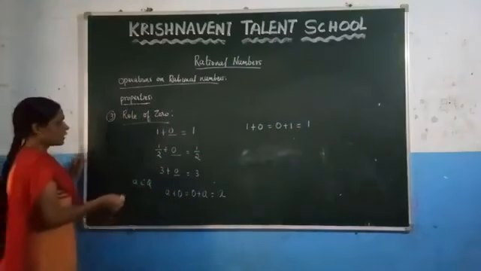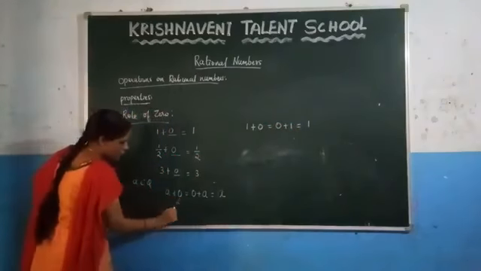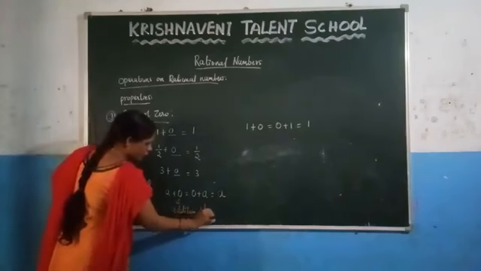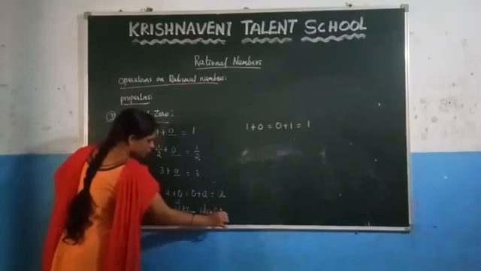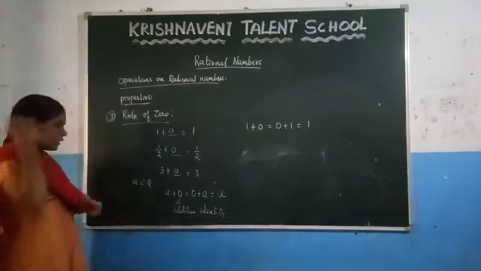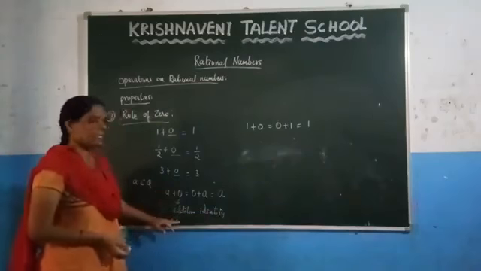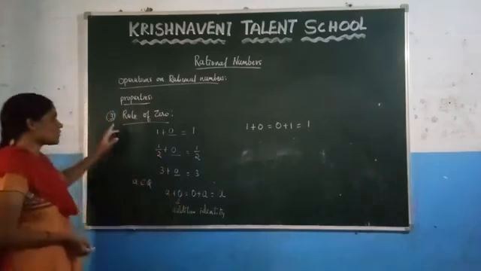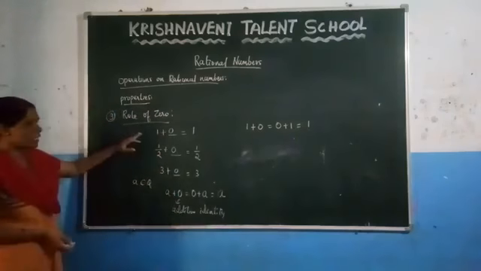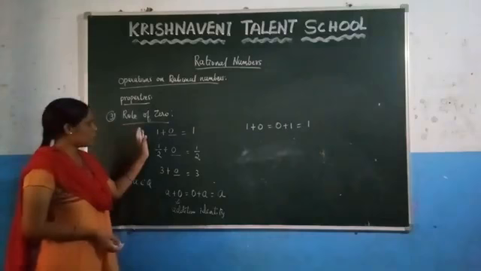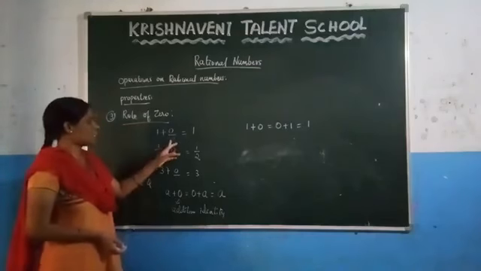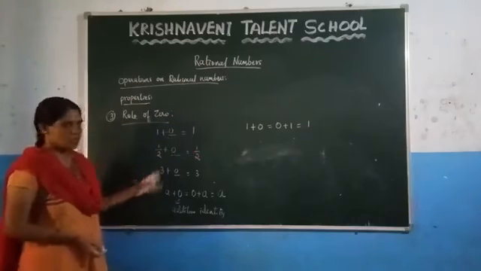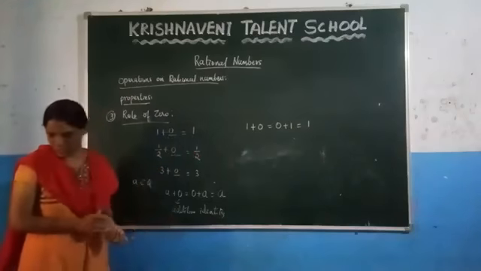This 0 we call an additive identity. So what is the additive identity? In bits they will ask what the additive identity is. You can say that 0 is the additive identity. What is the role of 0 here? If you consider any rational number, you have to add one number such that you get the same number as the result. What is that number? 0. That 0 we call an additive identity.